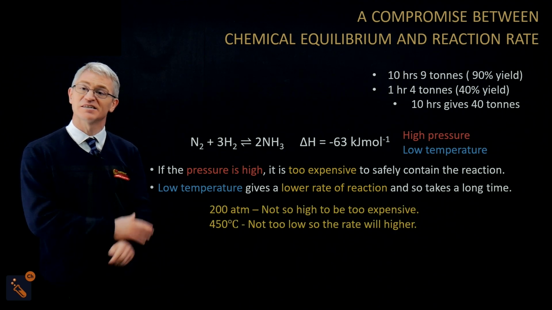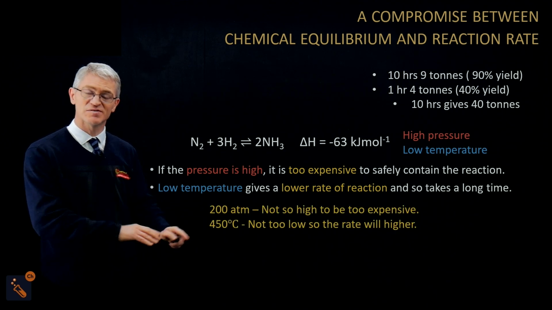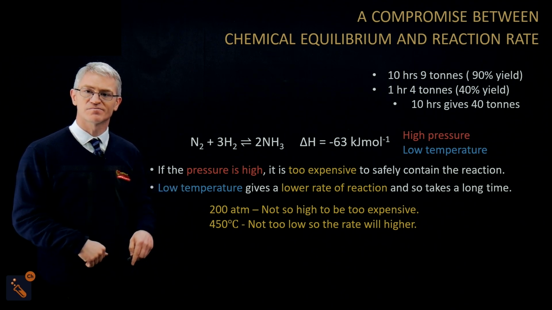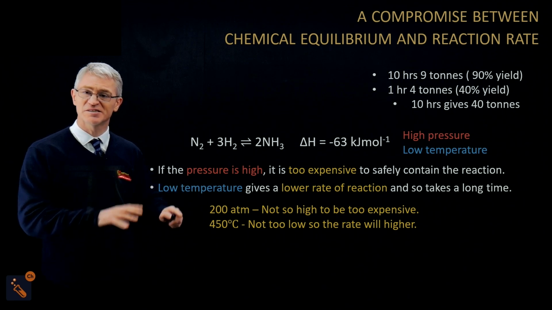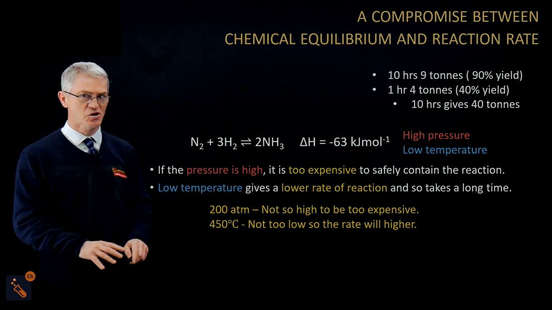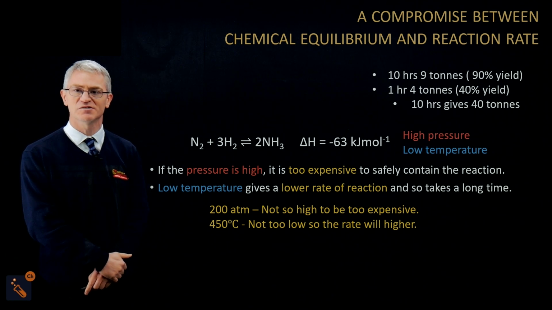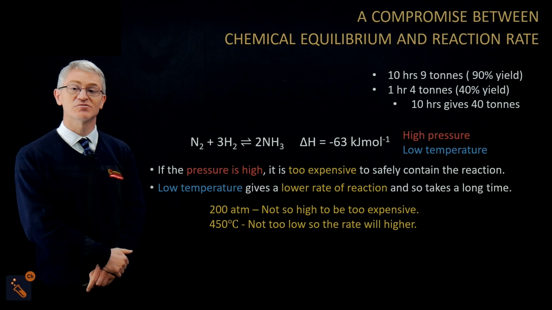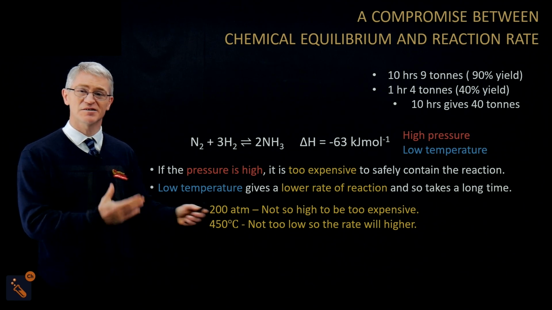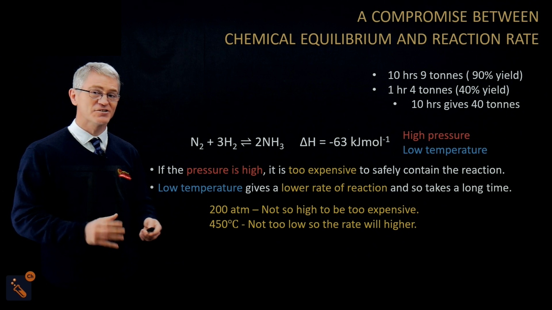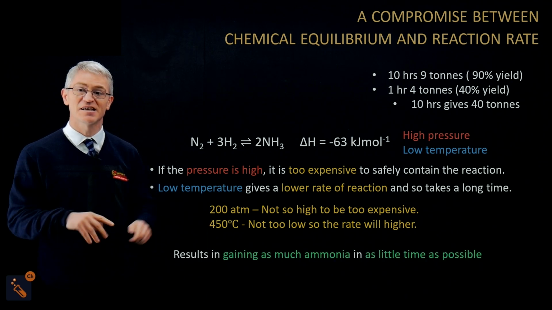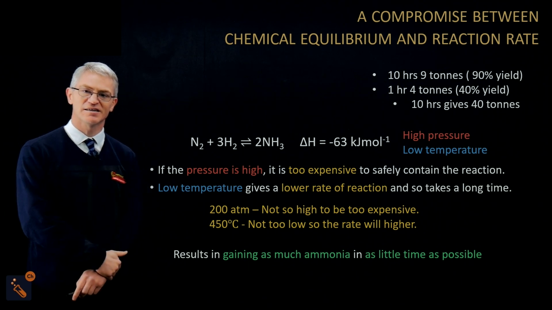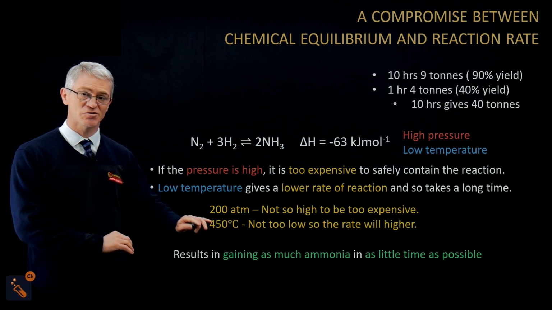So what we have is these two conditions. 200 atmosphere, that's 200 times the pressure in the room that you're in right now. It's not so high to be expensive, it's still not low pressure because it's 200 times room pressure. Okay, and also 450 degrees Celsius. 450 degrees Celsius is a higher temperature than you would want, but it's increasing the rate. So it means that you will get as much ammonia in as little time as possible. And that's the key thing you need to say at the end as your evaluation.